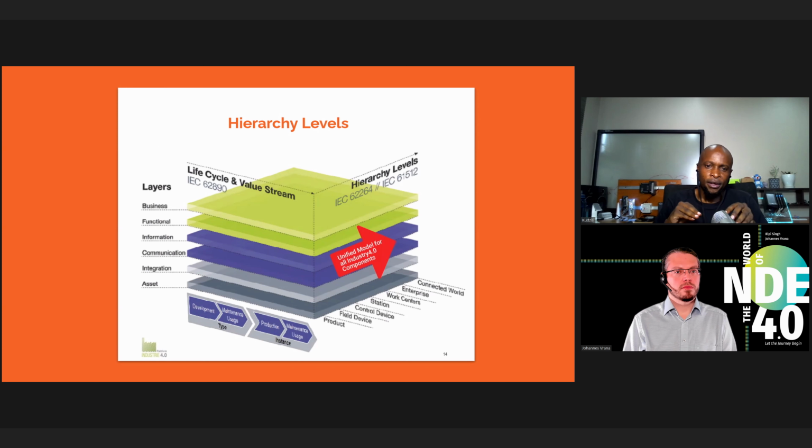So now, however, RAMI doesn't define these levels from the ground up. Instead, it uses the ISA 95 hierarchy levels that are already being used for implementing most factories today. As I've already highlighted, that's the reality that is there. We need to work on top of something as opposed to trying to define something from scratch, right?